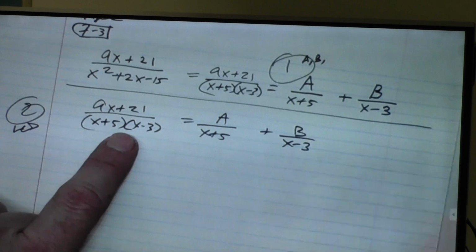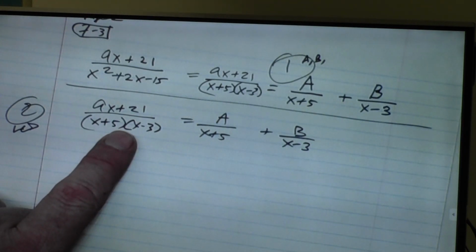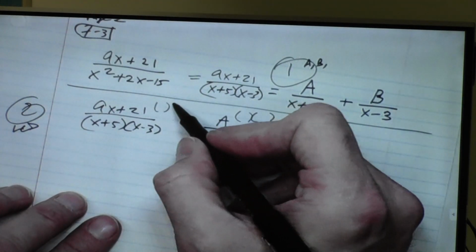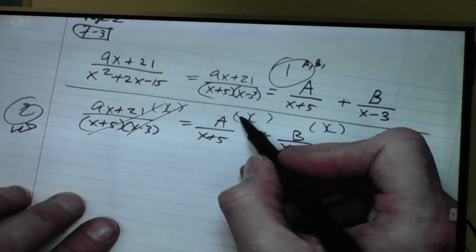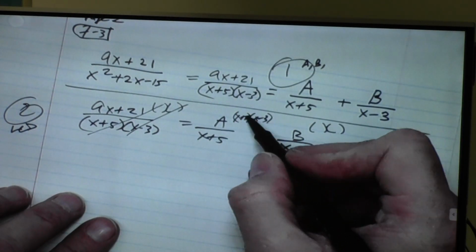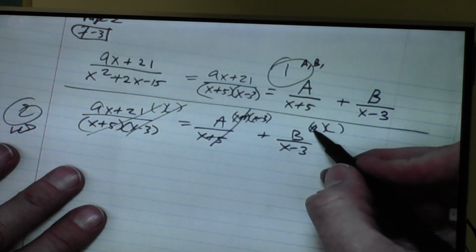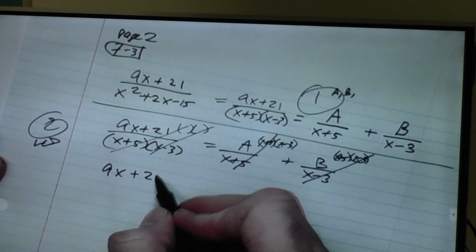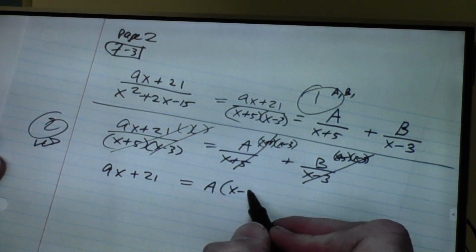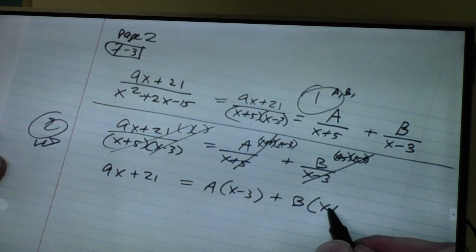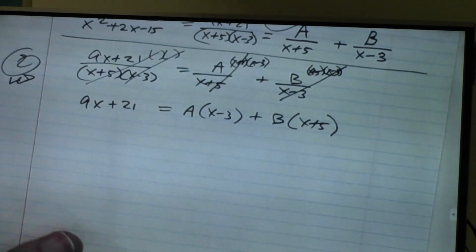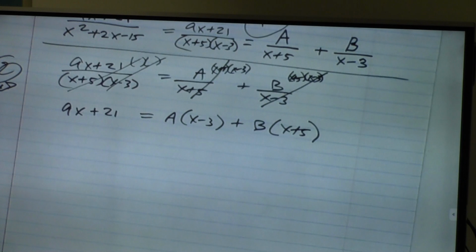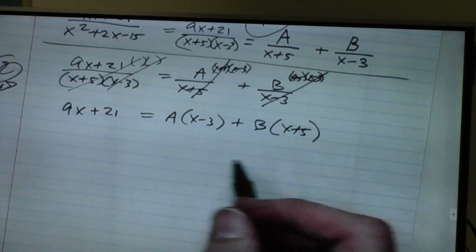When we multiply by the LCD, that's of course automatically the lowest common denominator. When we multiply on both sides, we've got to do it here, and we've got to do it here, and of course we do it here, but then these cancel out. So in this case, I have an x plus 5 and an x minus 3, but the x plus 5's cancel out, and the x minus 3's cancel out. So we have 9x plus 21 equals A times x minus 3, plus B times x plus 5. A whole lot simpler to look at this way. It'll get complicated in a moment.